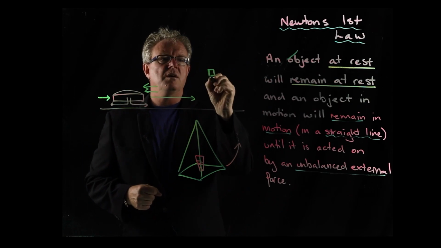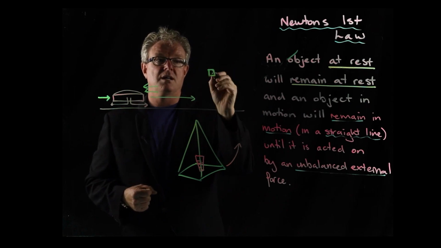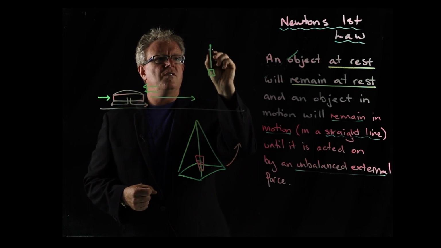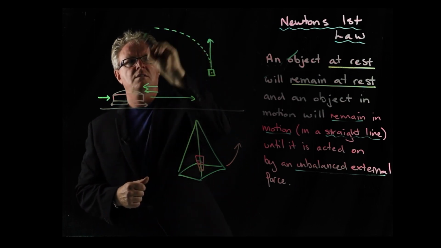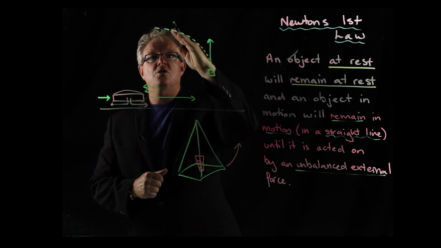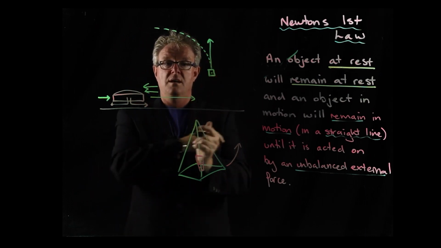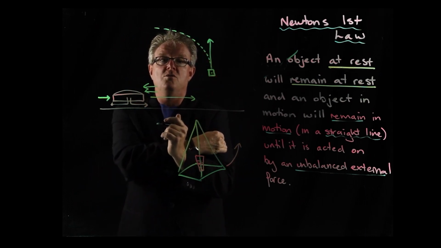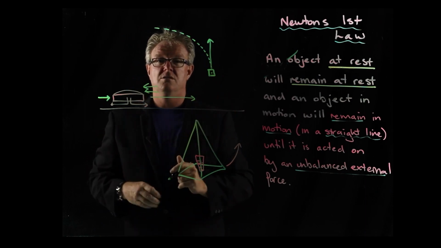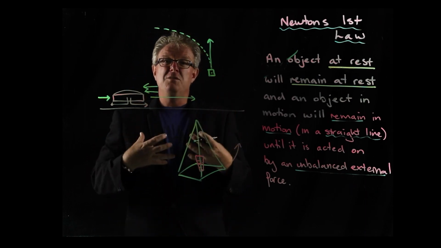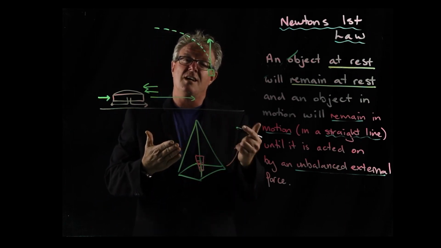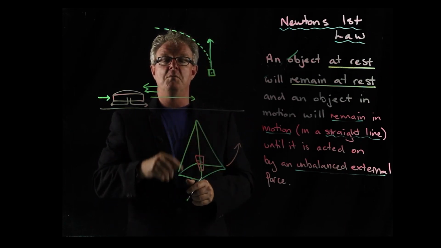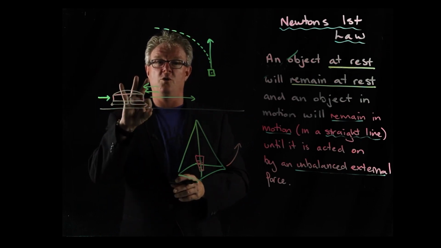So let's say you're sitting in a car, that's you in a car by the way. You want to go in that direction nice and straight, but the car starts turning a corner. As the car's turning a corner, you want to keep going straight, but the side of the car's pushing on you, and so it's changing your direction. And it feels to you like you're being pushed into the side of the car when it's actually the car pushing into you. We'll learn a bit more about that when we talk about Newton's third law.